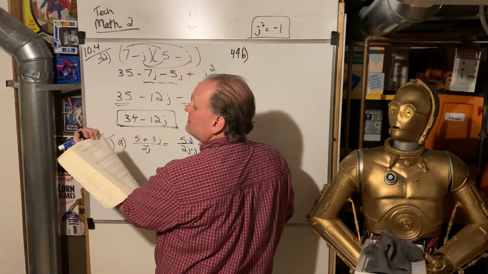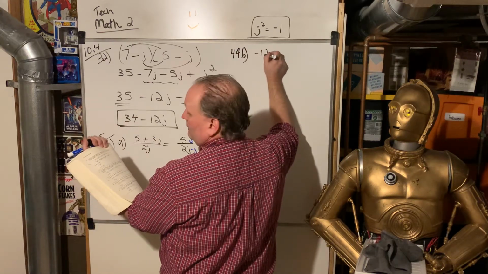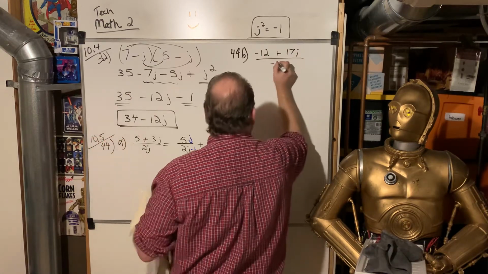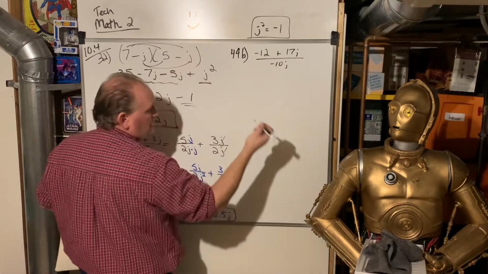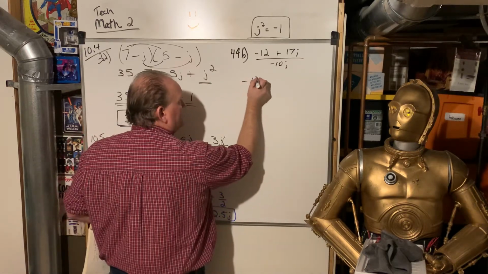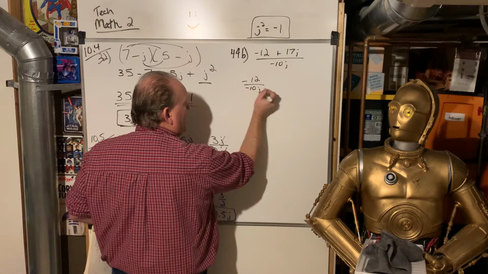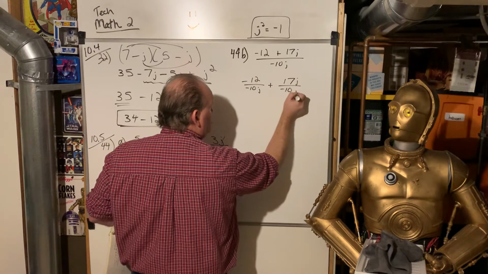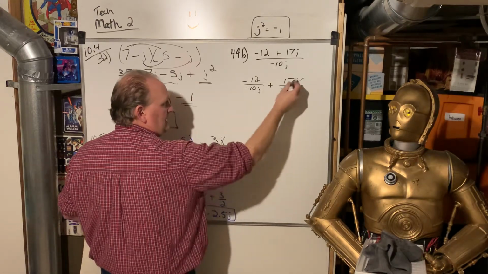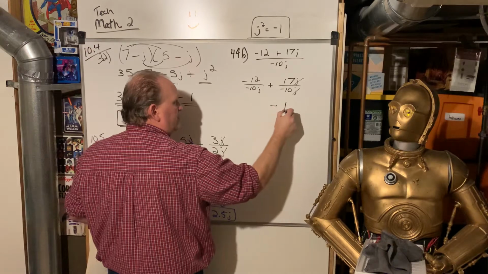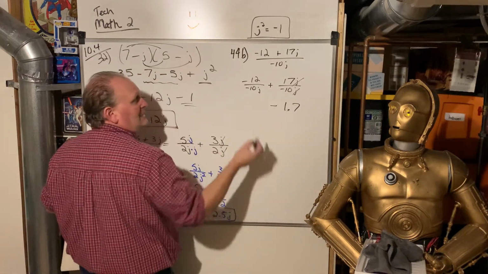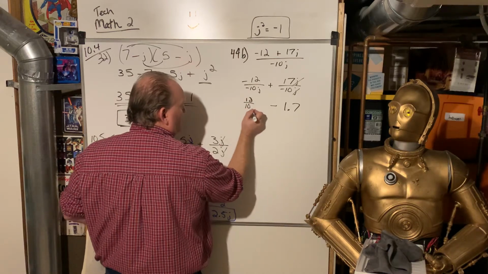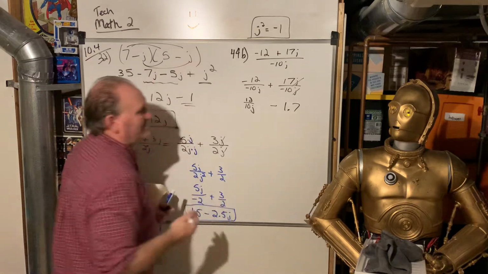and see what that one looks like. That is negative 12 plus 17j over negative 10j. So look at what happens. We end up with negative 12 over negative 10j plus 17j over negative 10j. Here the j's just cancel, and that's negative 1.7. So that's super easy to do. This is not super easy to do. 12 tenths, that's going to be 1.2 eventually. But we got a j, but it's in the denominator.